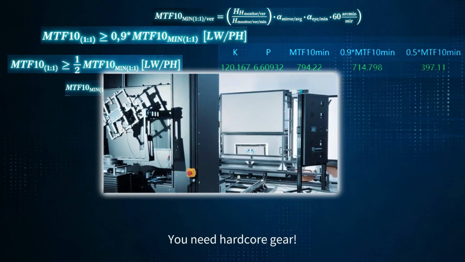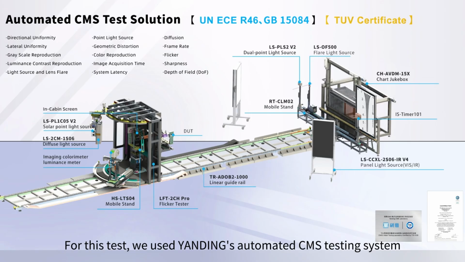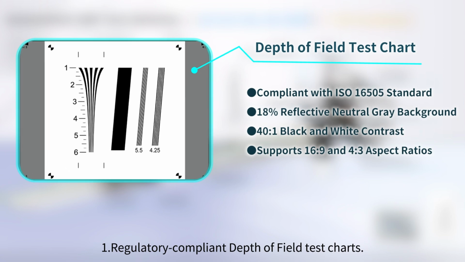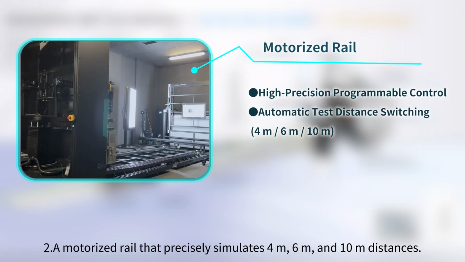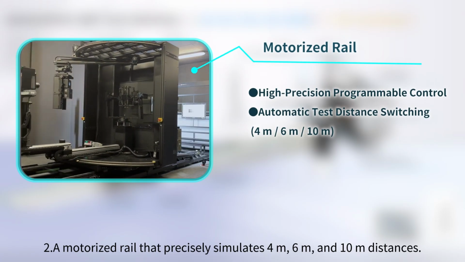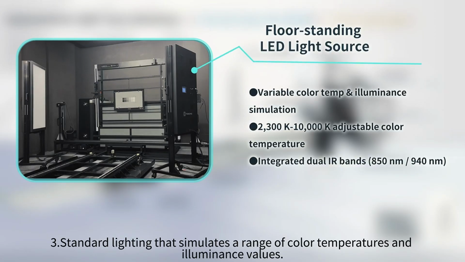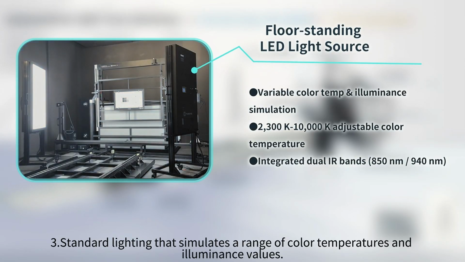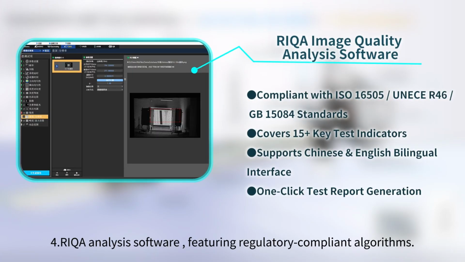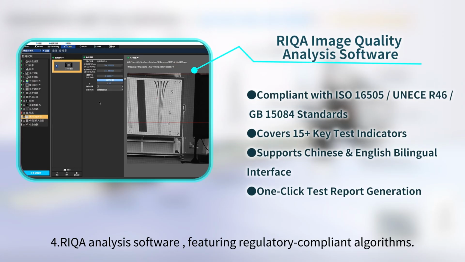You need hardcore gear. For this test, we used Yanding's automated CMS testing system to evaluate the resolution limits at 3 key distances. The core setup includes: first, regulatory compliant depth of field test charts. Second, a motorized rail that precisely simulates 4 meters, 6 meters, and 10 meters distances. Third, standard lighting that simulates a range of color temperatures and illuminance values. Fourth, RIQA analysis software, featuring regulatory compliant algorithms.